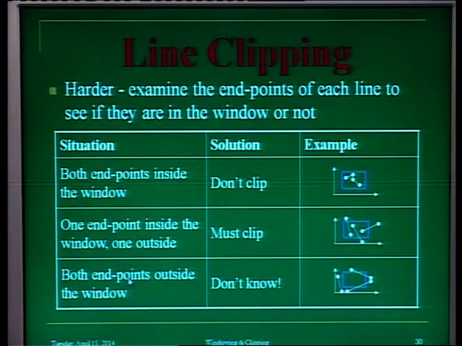The third situation is both endpoints outside the window, like this. In this case, there are two options. If the two endpoints are out of the window and the whole line is also outside the window, this line will be completely clipped off. But if the two endpoints are out of the window, but the whole line is not outside the window, we have to clip the line by finding its intersection with the window boundaries. That will be explained later on.